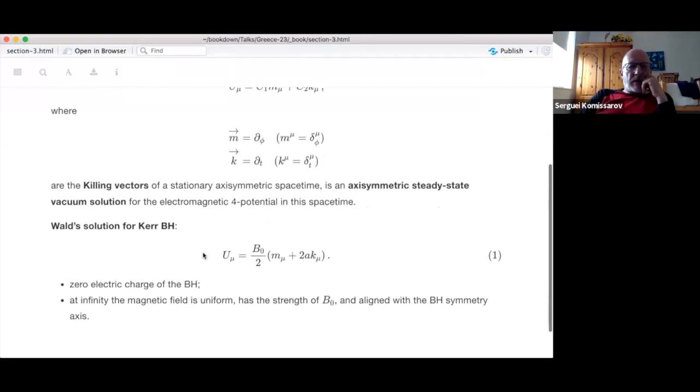And then Wald started looking for astrophysically interesting solutions, and he found the following solution. The solution has two properties. First, there is zero electric charge on the black hole, and then at infinity the magnetic field is uniform, has strength B naught, and is aligned with the black hole symmetry axis.